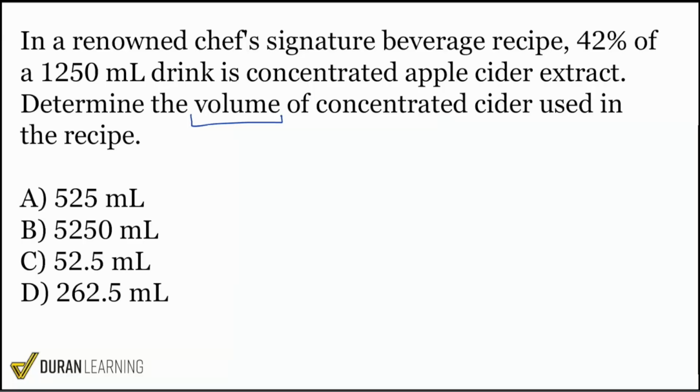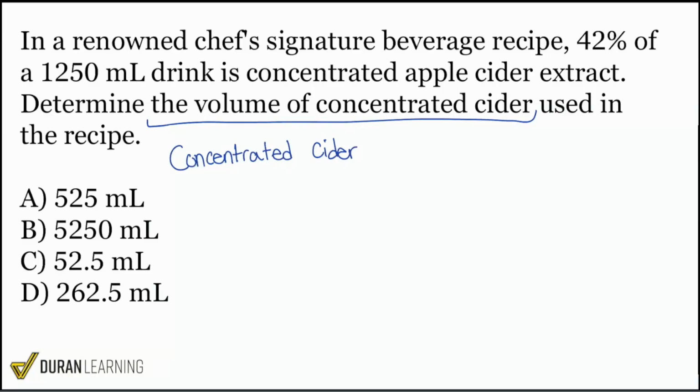Yeah, in this case, we're talking about an amount. When we say determine the volume of concentrated cider, we're just trying to figure out the amount of cider that we used in the recipe. So the volume of concentrated cider is just the amount of cider that we used in the recipe. So that's what we want. The amount of concentrated cider. That's what we want.